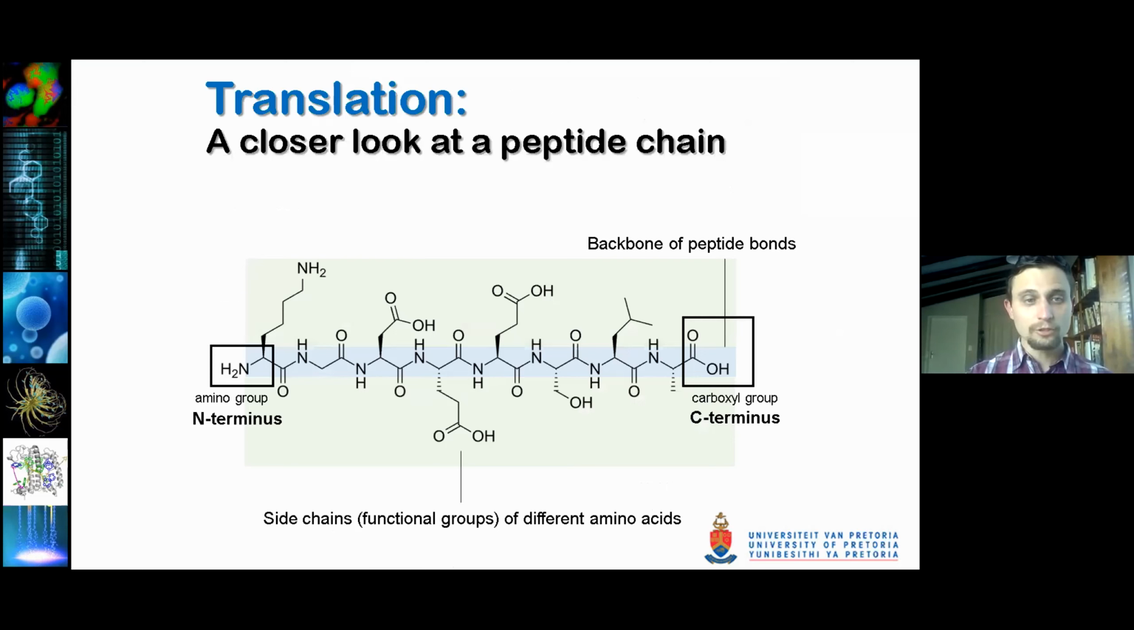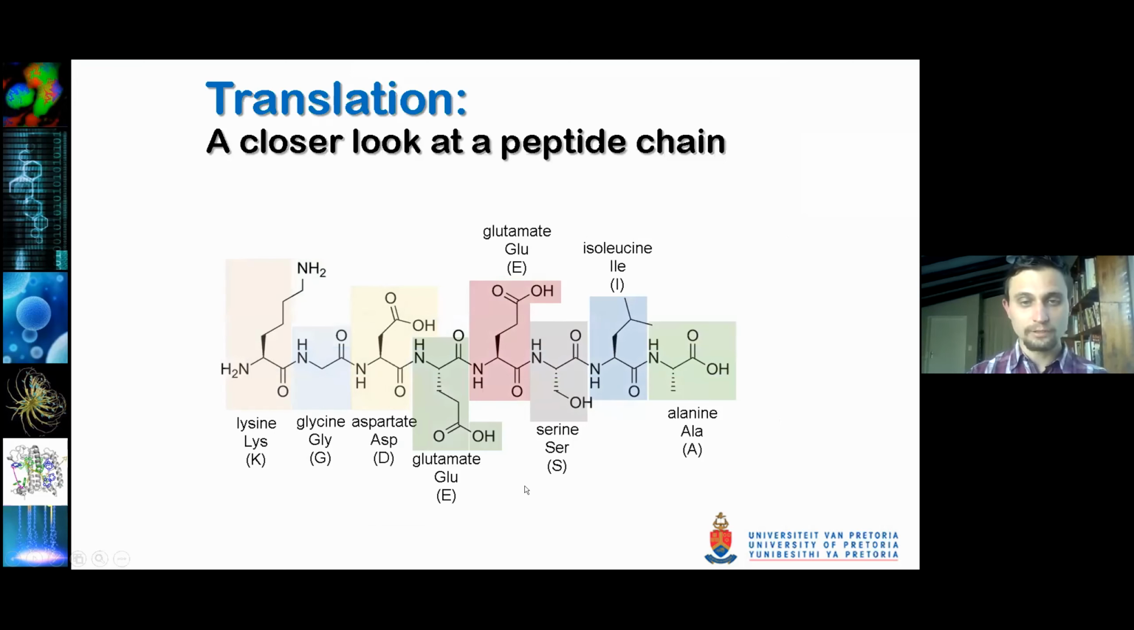Let me now go over to the peptide chain. A peptide chain is a part of a protein, and very similarly to DNA, it contains a backbone, which runs from the so-called N-terminus to the C-terminus, and then there are all these functional groups. The backbone is always the same, but the functional group will determine the function of the protein. And here are a few names of such a strand of amino acids.